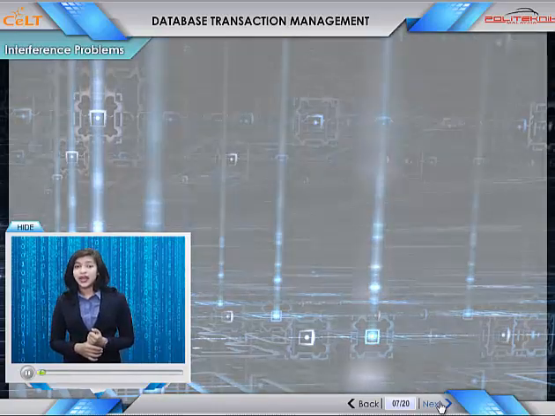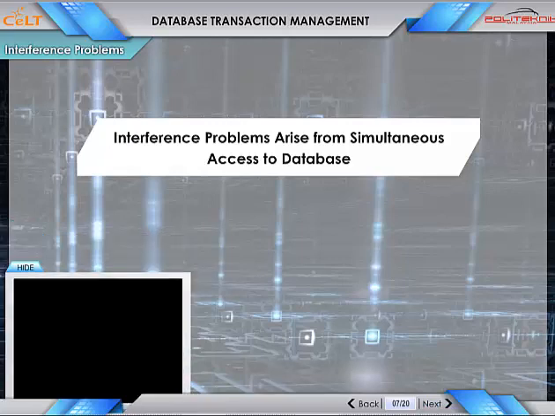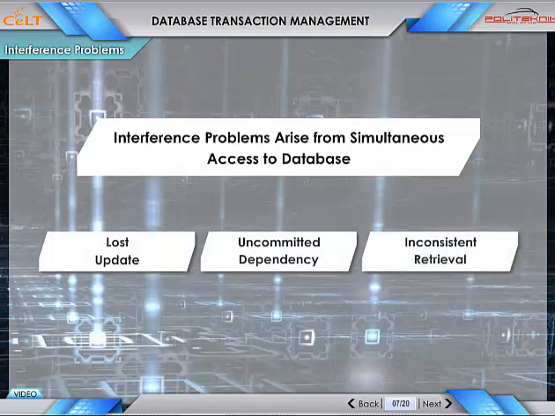Next, let's look at interference problems. Examples of interference problems which can arise from simultaneous access to a database are lost updates, uncommitted dependency, and inconsistent retrieval. Click on each button to learn more.